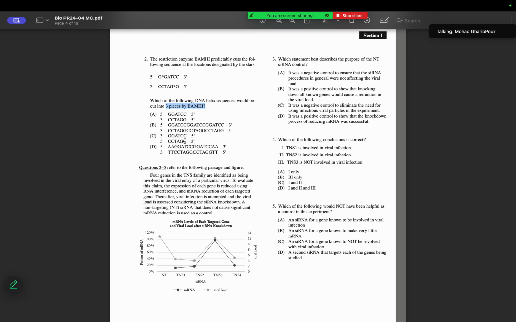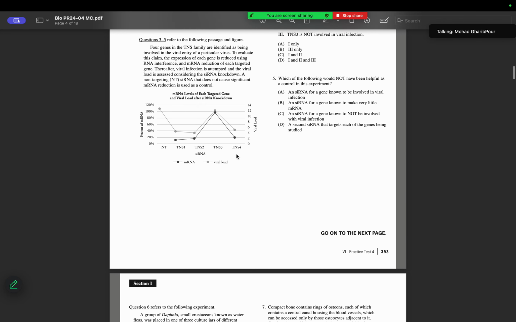This one would not actually, GGAT. Nope, this one would not be cut. And then this one you gotta cut here, and a cut here. So you would get 1, 2, 3 pieces. So it's D. Does that make sense? Yeah, I just saw it wrong. Okay.